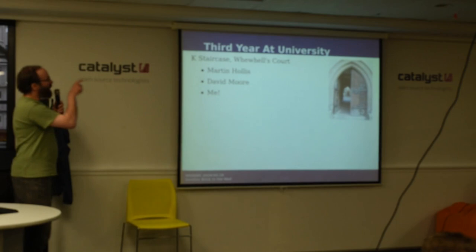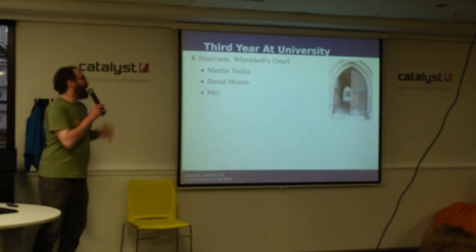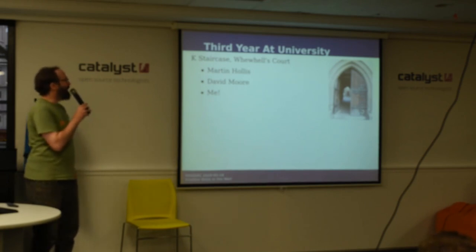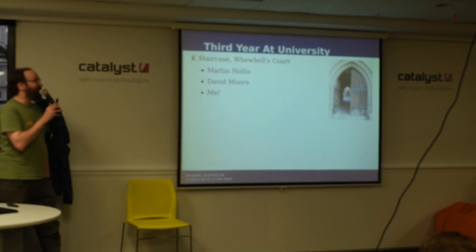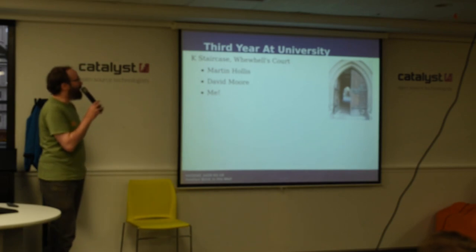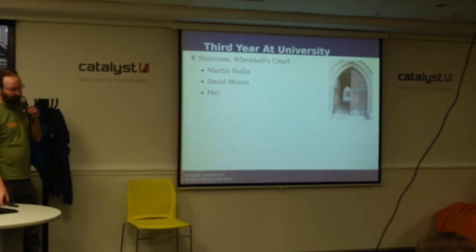So the courtyard was named after William Whewell. He was a scientist, and I think he would be more famous if people could pronounce his name more easily. He actually coined the term scientist. And he's quoted at the start of Darwin's The Origin of Species.